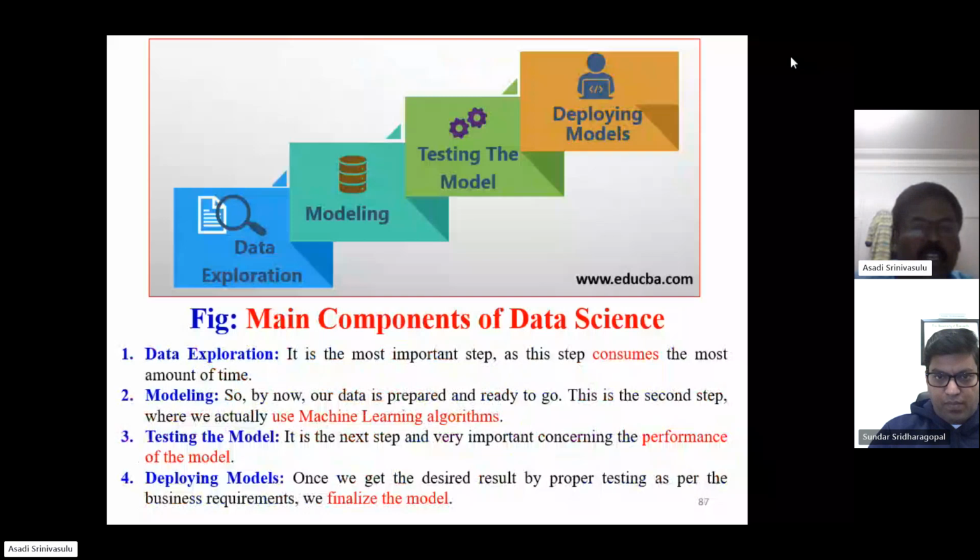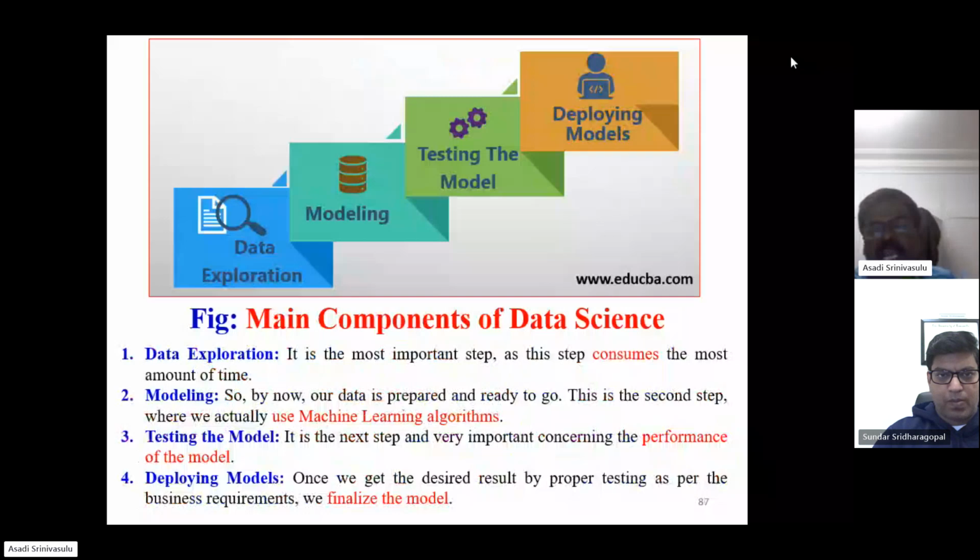Then we are selecting the model, like an SVM model, random forest model, clustering model, or association rule mining model. Then we are testing the model, whether my new data is correctly classifying or not. How can I check? With the help of testing the model. Then once everything is fine, I'm deploying my application into the market. So these are the 4 steps involved in the main components of data science.